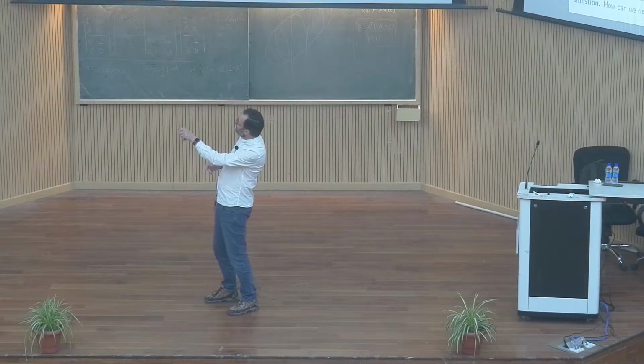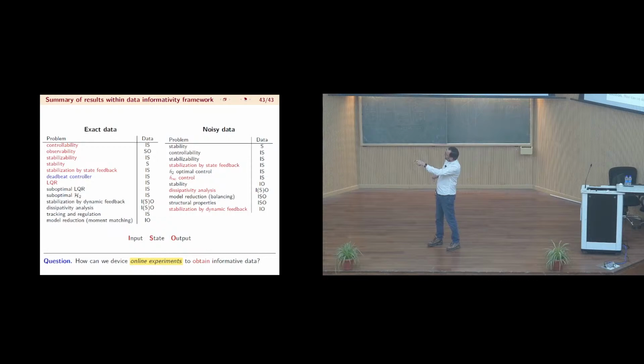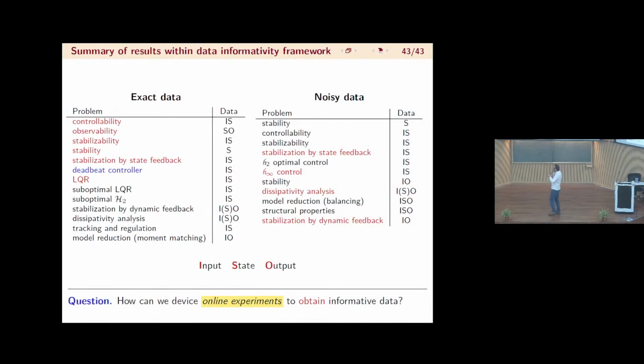These are all the problems we studied: exact data, noisy data. The red ones are those we studied during the lectures, and the blue one was in the tutorial session. But in all these problems, we have statements like: data are informative if and only if some conditions are satisfied. If these conditions are satisfied, then we can design controllers. But if they are not satisfied, the theory doesn't say anything more.